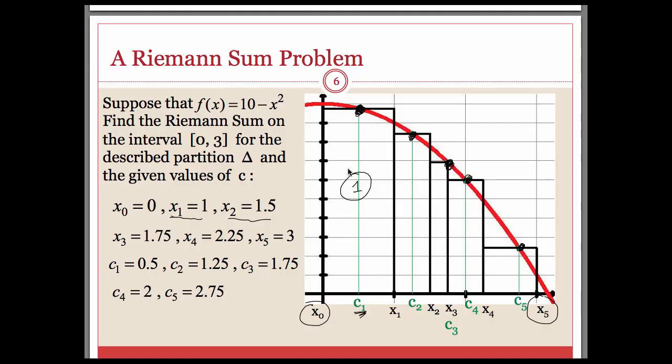The second rectangle, we already established has a width of 0.5. For the height of that one, we're going to have to substitute c2, which we are told is 1.25, into the function, and that's going to give us the height of that rectangle. And then we'll do the same for each of the others. There are a few different ways we can actually do this. We can use our calculator to do all the work for us by making use of the function notation that's built into the calculator. So let's take a look at how to do that.